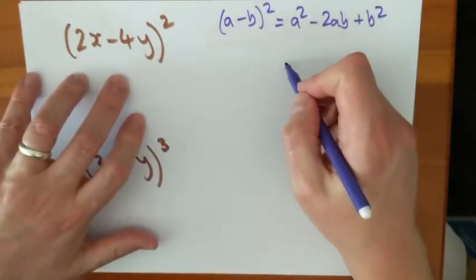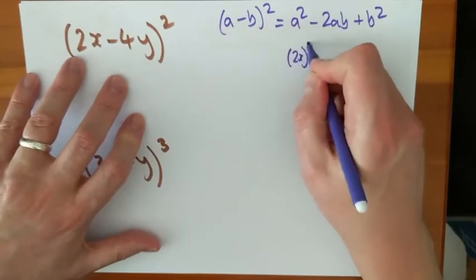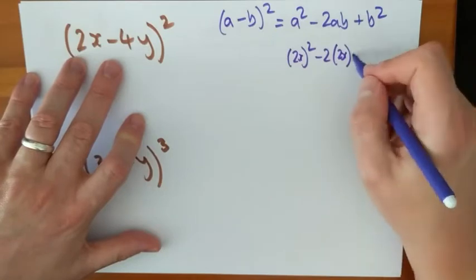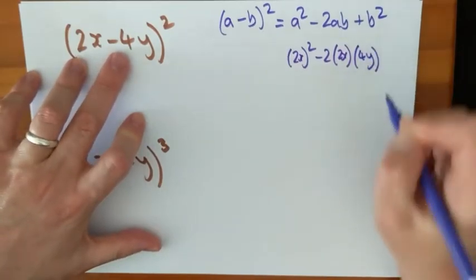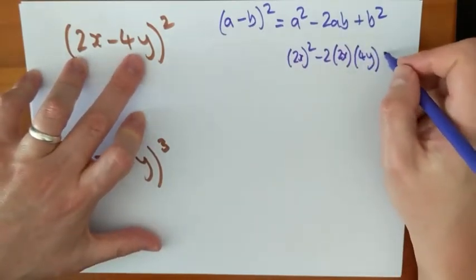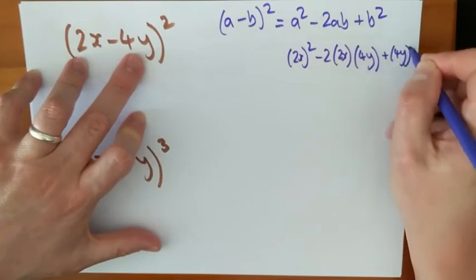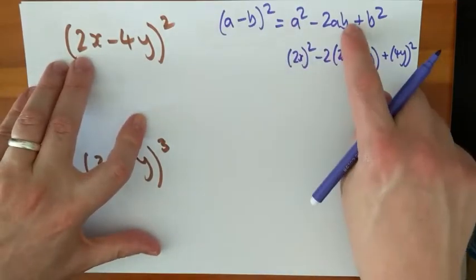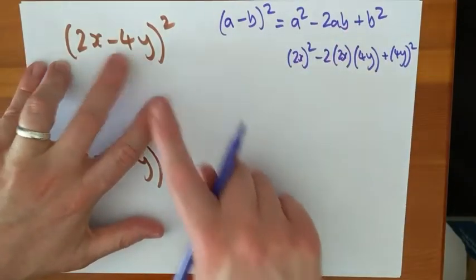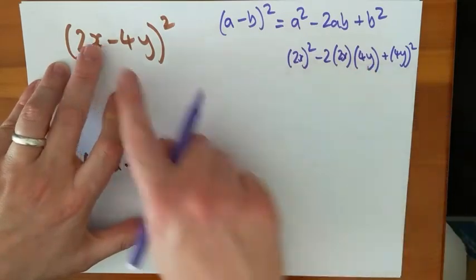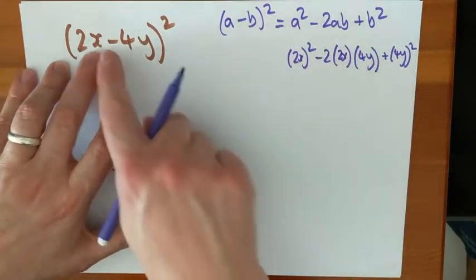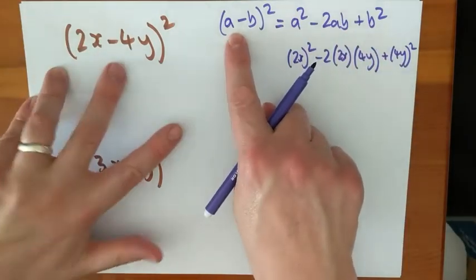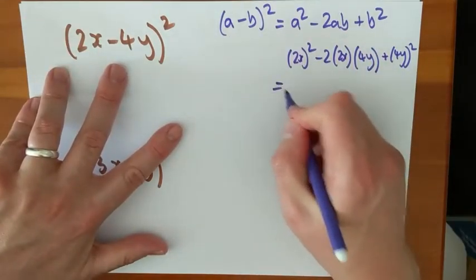And we would have something which would be 2x all squared minus 2 times 2x, which is our a, and then the 4y, which is our b, and right at the back we've got plus 4y all squared. I've just used this formula and replaced every single a with my 2x and every single b with my 4y. We don't need to use that minus involved with the 4y because the minus is the same in this expression as it is in this expression, and we're using this pattern from this a minus b. But I can go through and simplify this.